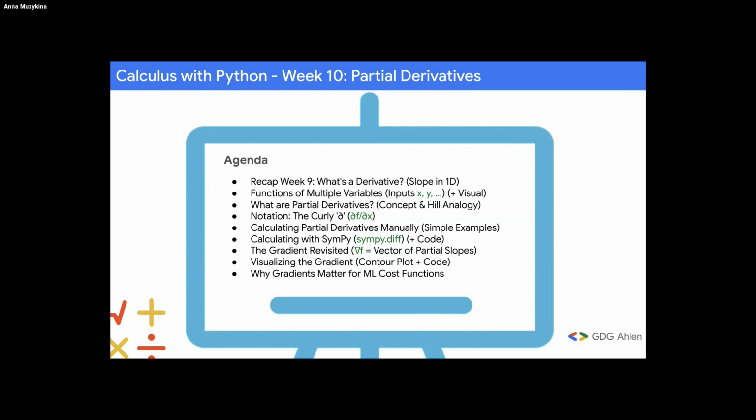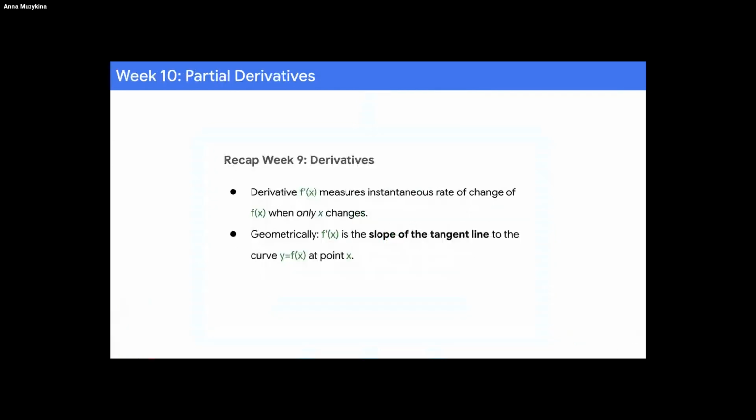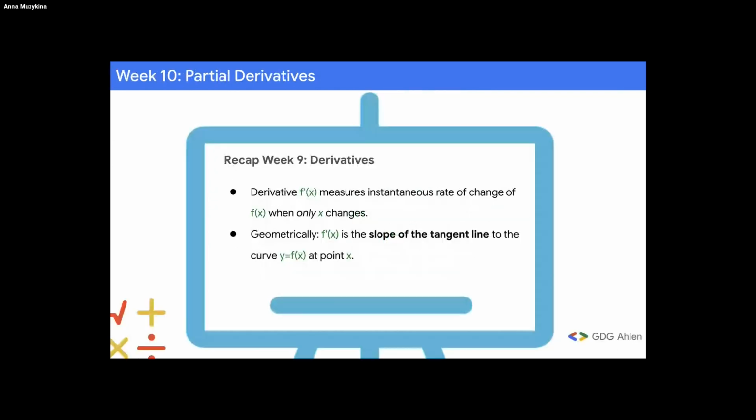We will revisit the gradient, understanding it as a vector built from partial derivatives. Also, we will visualize the gradient on a contour plot using, of course, Matplotlib. We will discuss exactly why the gradient is so crucial for training machine learning models, and of course, summarize and suggest practice. Let's start. And first of all, let's quickly recall last week.